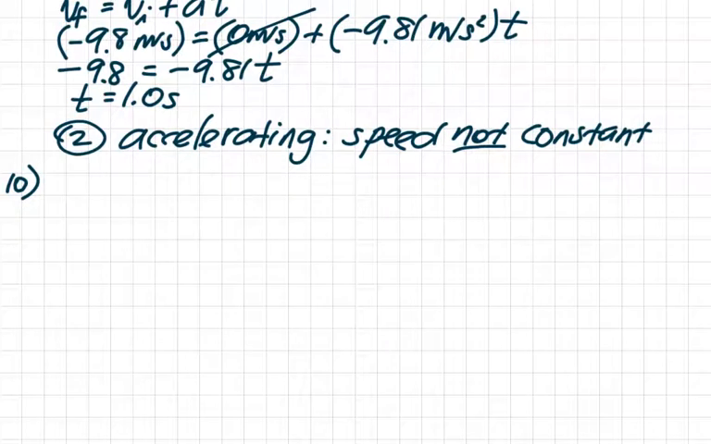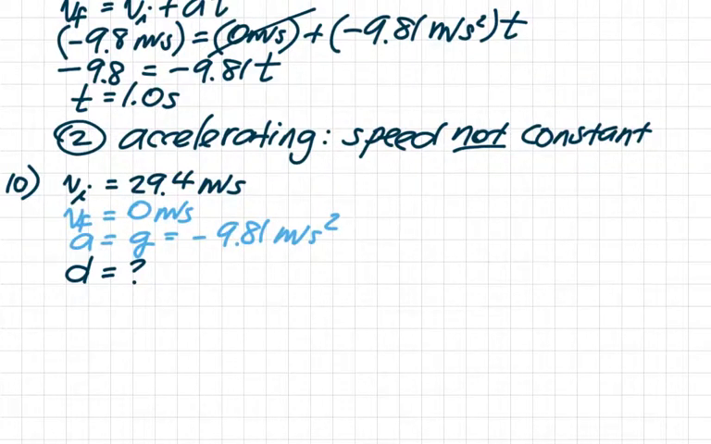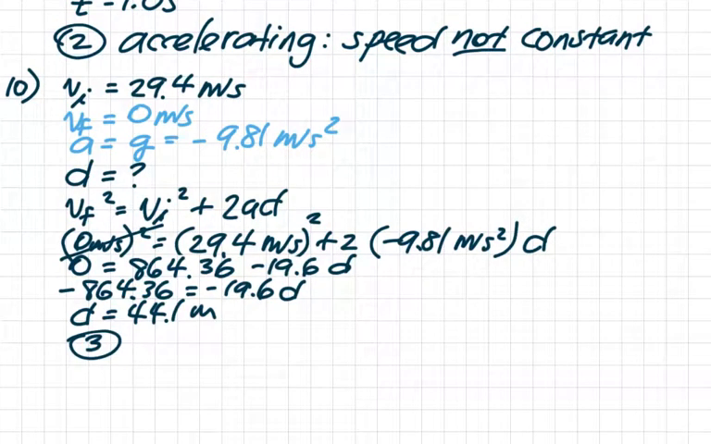I'm starting to think this is going to be another one of those videos I have to break in half. Let's see, number 10. We're given a V initial, and we want to know how high, so we know VI, and we want to know D. Since it's rising, we know V final is 0, and we know the acceleration too, due to gravity. Now we have enough to solve the problem. 44.1 meters, and the answer does come out as positive, which makes sense because it's rising upwards.